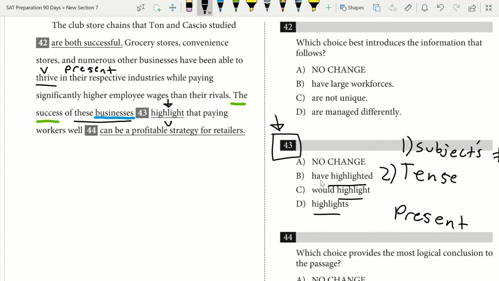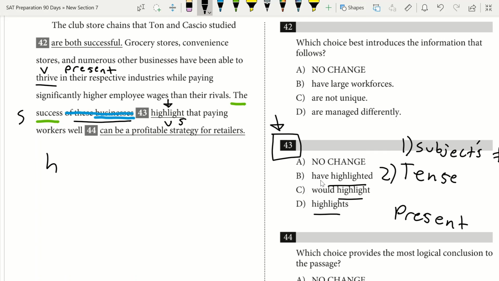Now we know that the success, that's singular. Okay, so your subject is going to be singular and therefore your verb will have to be singular. Now, why is your subject not of these businesses? Well, of these businesses is a prepositional phrase, and when you're determining whether your subject is singular or plural, you have to ignore prepositional phrases. So you actually would cross out of these businesses. You'd see your subject is the success. You know the success is singular, therefore your verb highlight has to be a singular verb as well.